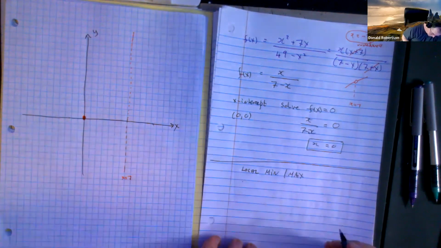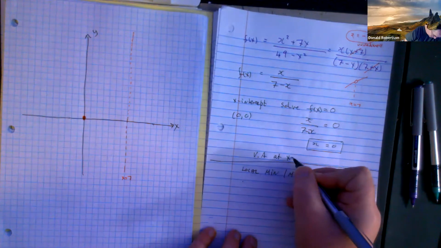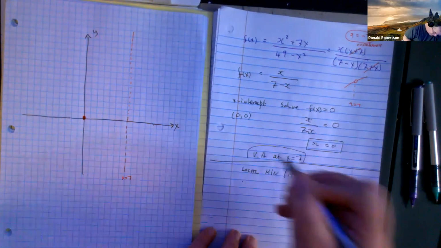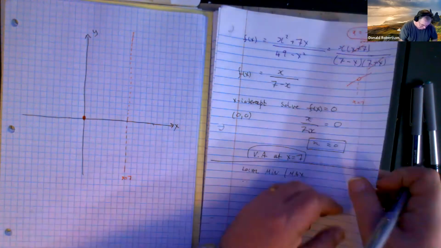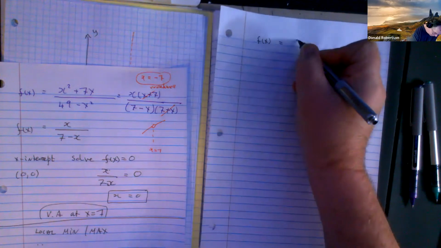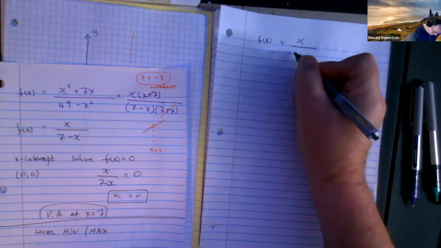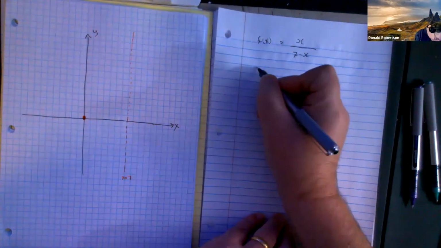I now know where my vertical asymptote is. So vertical asymptote at x equals 7. Done. Right, now look for local max and min. I'll need a new page to start this off. I'll begin with our simplified fraction, and I'll find its derivative.